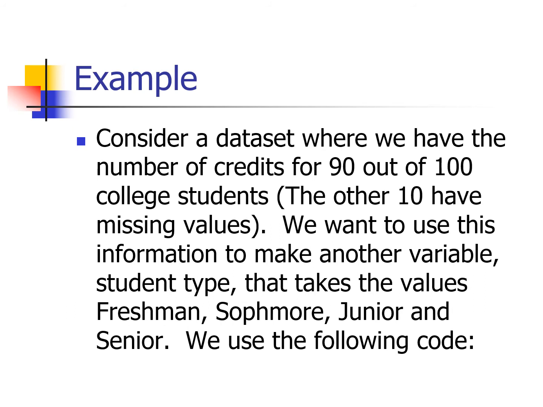All right, so consider a data set where we have the number of credits for 90 out of 100 college students. The other 10 have missing values. And we want to use this information to create another variable, student type. So we'll take the number of credits, and those will tell us whether someone's a freshman, a sophomore, a junior, or a senior. And so here's some code. I whipped it together, not to brag. I'm a little bit of a SAS programming expert.